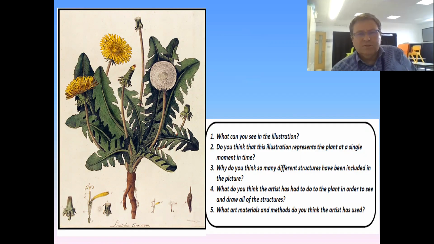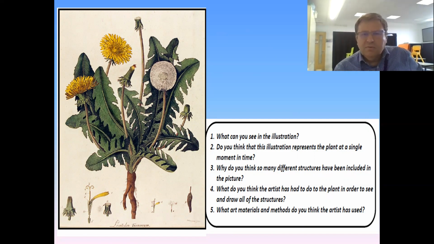So first thing, I want you to look very carefully at this picture and see if you can answer the questions below. So think very carefully about them. What do you actually see in this illustration, this picture? It's not a photograph, it is a drawing. Do you think the person who drew it represented the plant at a single period in time, or maybe over different periods of time? And what makes you think that? Why do you think they put so many bits and pieces and structure around their picture of this dandelion, around this picture of a plant? What do you think they're trying to achieve by doing that?